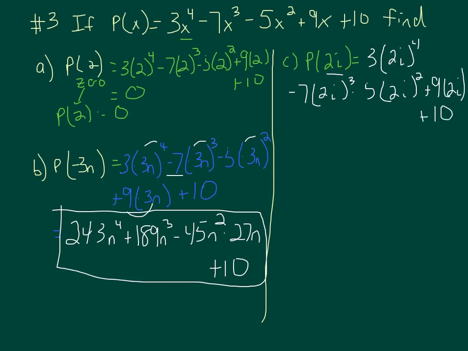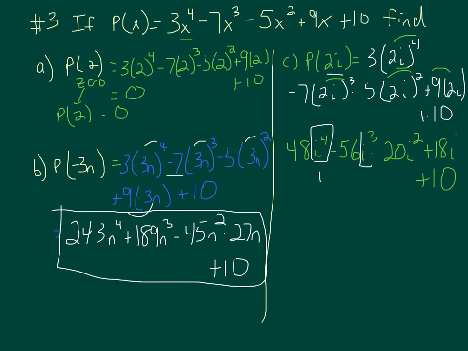Now you would be done, except you need to remember everything you learned in chapter 1 about the complex unit. 2 to the 4th is 16. 16 times 3, 48i to the 4th. 2 to the 3rd is 8, times negative 7 is negative 56i to the 3rd. 2 to the 2nd is 4, times negative 5 is negative 20i to the 2nd. 9 times 2 is 18i, plus 10 is still hanging out. i to the 4th power, you remember, is just 1. i to the 3rd power, negative i. i to the 2nd power is negative 1.